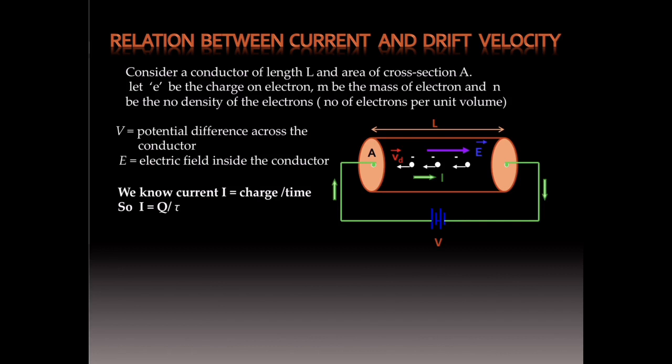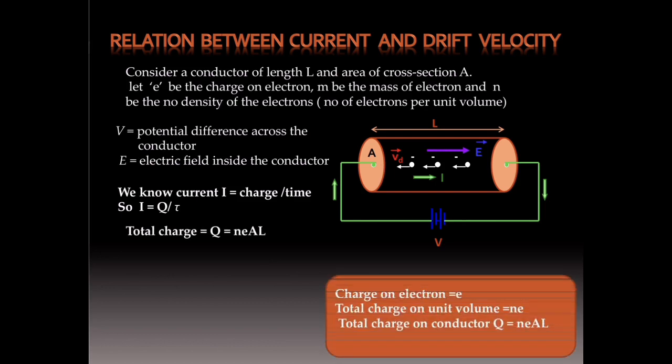So what is the value of Q? Q is equal to neAl. Why neAl? The charge on an electron is e. The total charge in unit volume is equal to n into e. So the total charge on the conductor is equal to the unit volume charge into the total volume of the conductor. And time is equal to distance upon drift velocity. In our case, distance is equal to the length of the conductor and speed is equal to Vd.